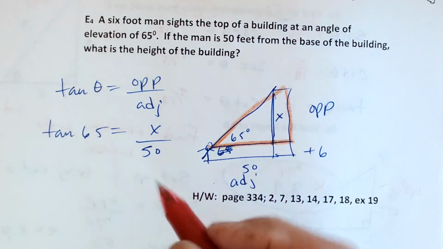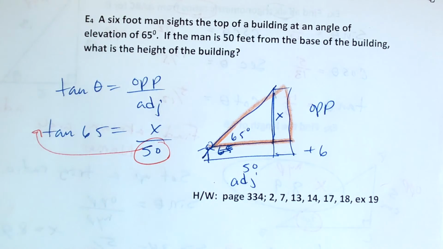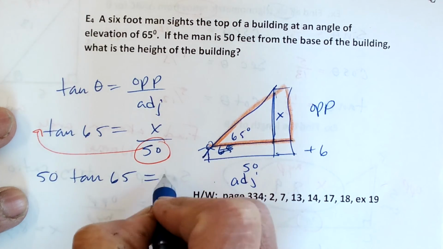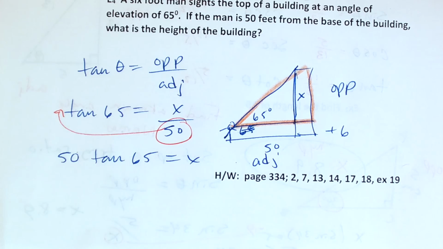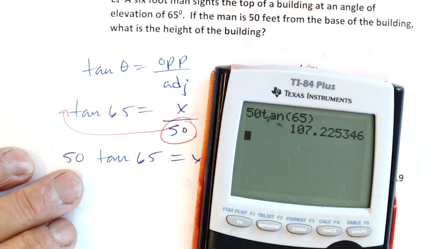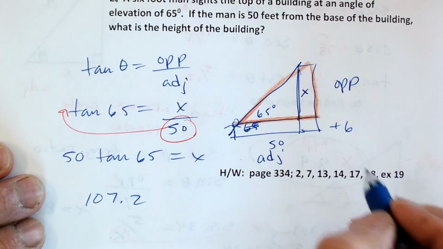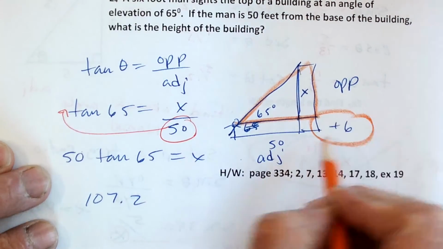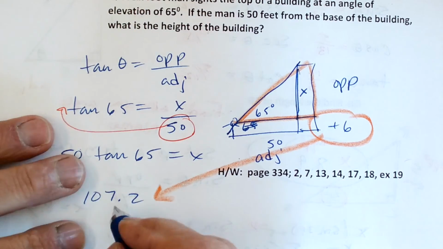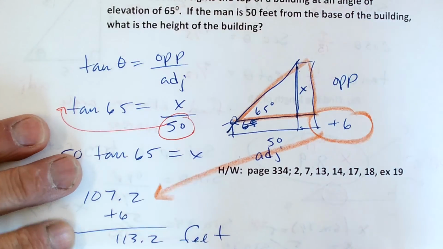I want to solve for x, so I'm going to multiply up the 50. I'm just going to bring it right up there. So I'm going to go 50 tangent 65 equals x. Use my calculator, just going to type it in. 50 tangent 65, and I get an answer of about 107.2. But I'm going to do one more thing. I got to make sure I add in the 6 feet, right? Because the man is 6 feet up. So I add in the 6 feet for his eyeball and get 113.2 feet, okay?